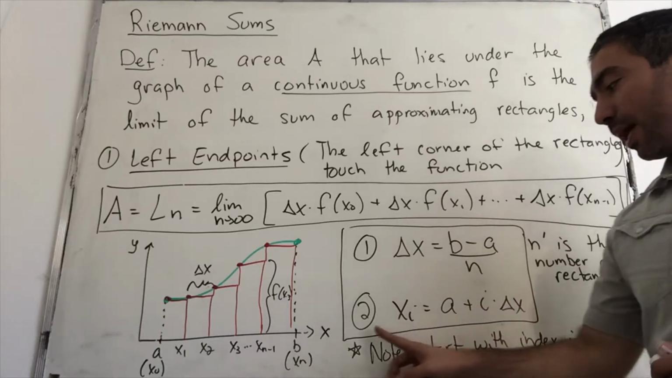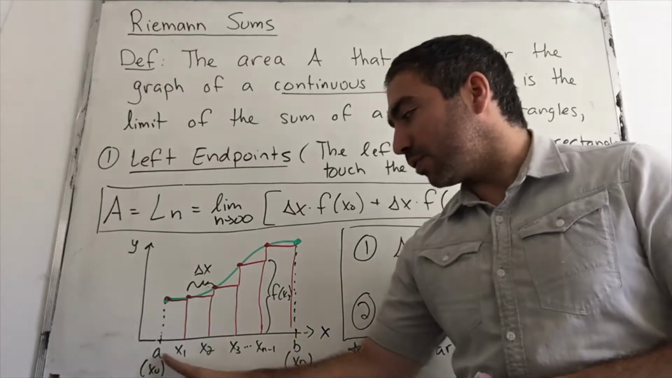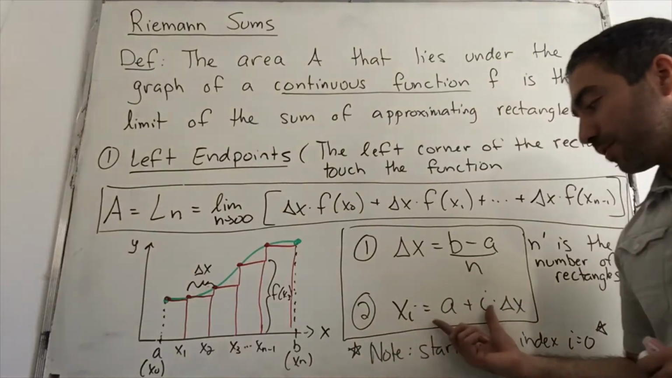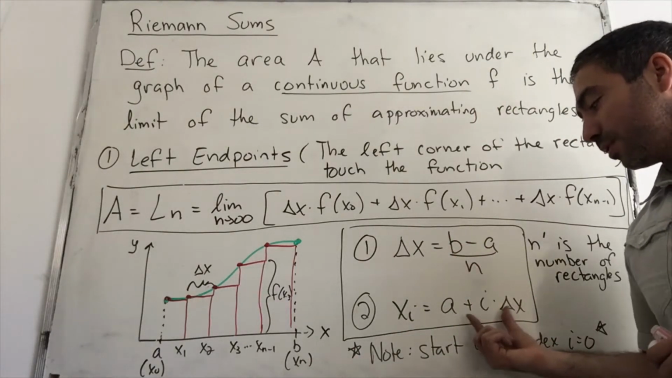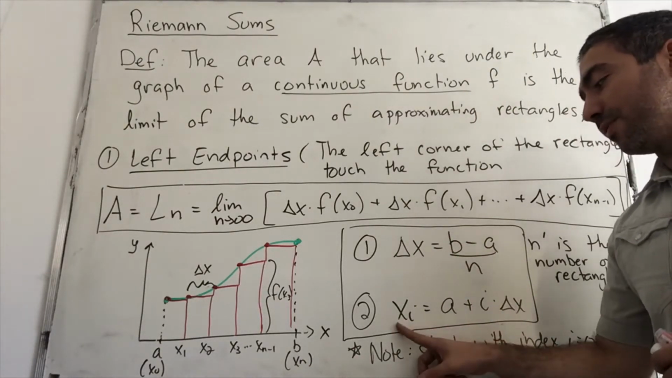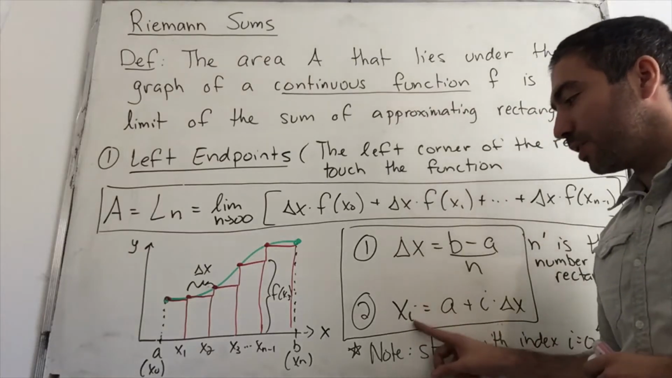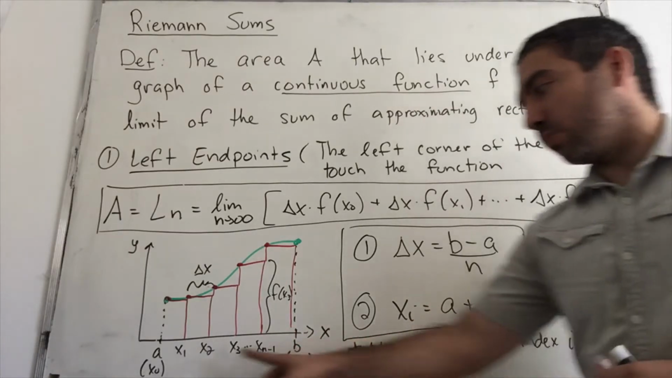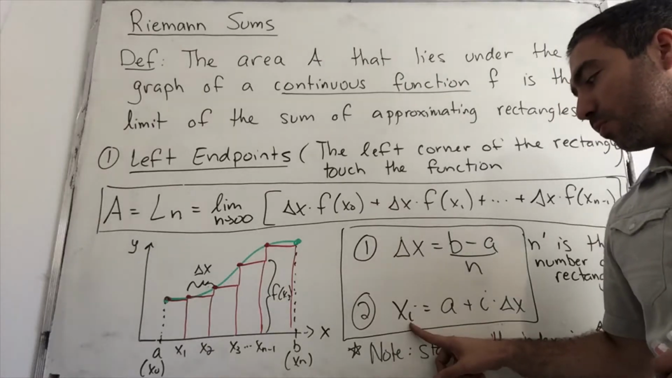And then secondly, we have xi. How do you find the actual value of each x? Well, you use this formula. Once you find delta x, you can use it and plug it into this formula to find the value of each x. The index that we're using is i. And let's say I want to find x1, well, I'm just going to substitute this with 1. How do I find that?